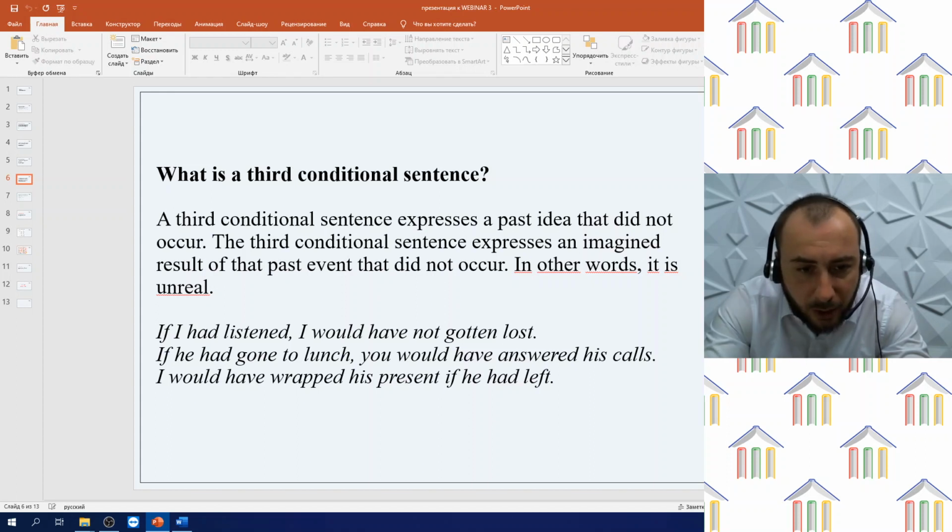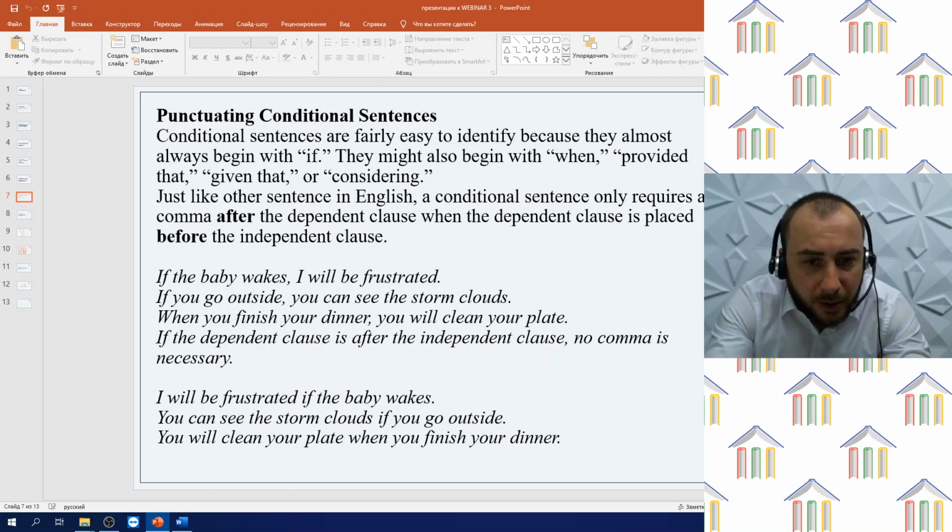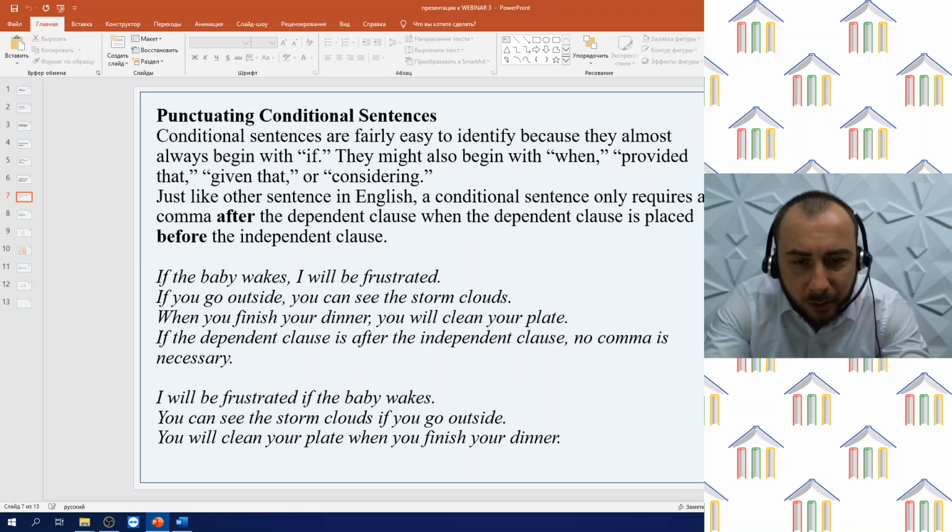Punctuating conditional sentences. Conditional sentences are fairly easy to identify because they almost always begin with if. They might also begin with when, provided that, given that, or considering. Just like other sentences in English, a conditional sentence only requires a comma after the dependent clause when the dependent clause is placed before the independent clause.